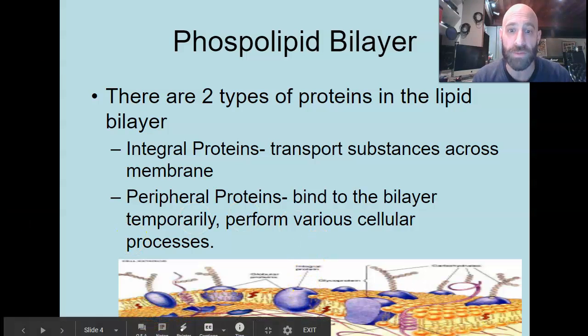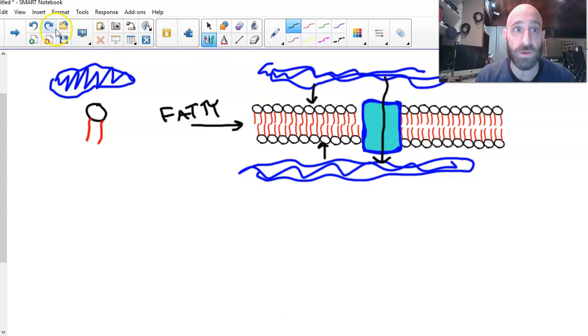And that's what I was talking about in the beginning of this lecture. So if I go back to my image here, right, and I take a look at what's going on here, what I see is I have an integral protein right here. And the integral protein is like a doorway. When it opens, things can get into the cell or leave the cell.